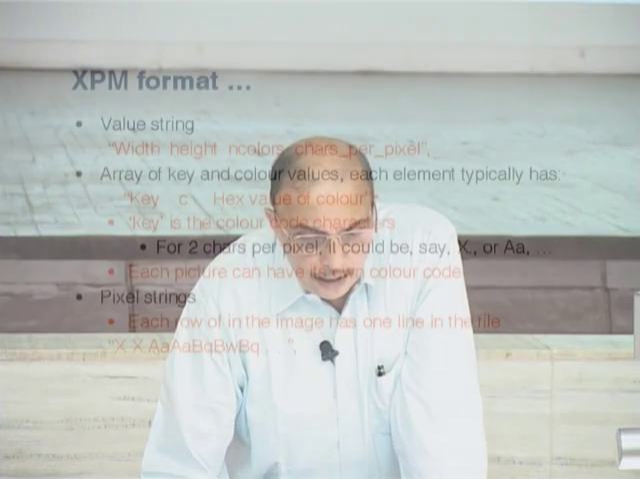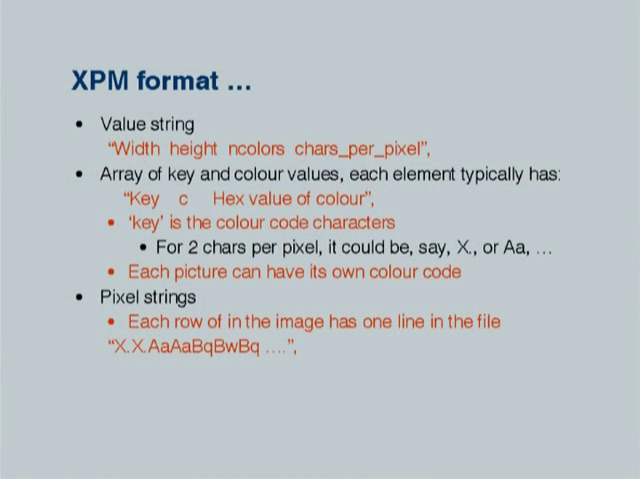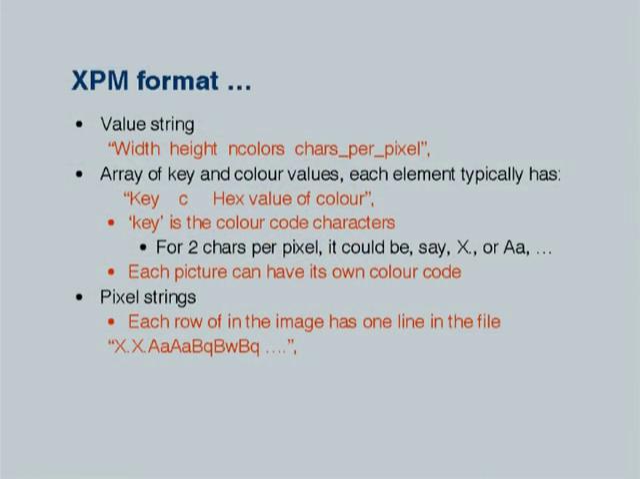Hexadecimal value is always given in red, green, and blue order, R, G, B. So two hexadecimal digits for R, two for G, and two for B. Key is the color code characters, and each picture can have its own color code. The tool which actually analyzes an XPM file can map every color code using this key map into the appropriate colors. And then this is followed by picture strings.